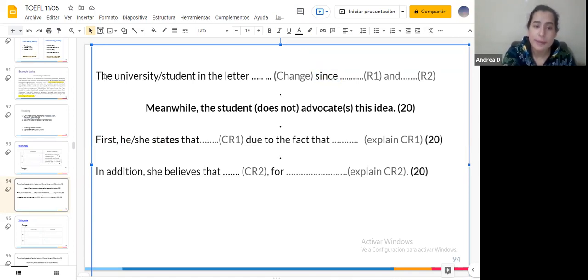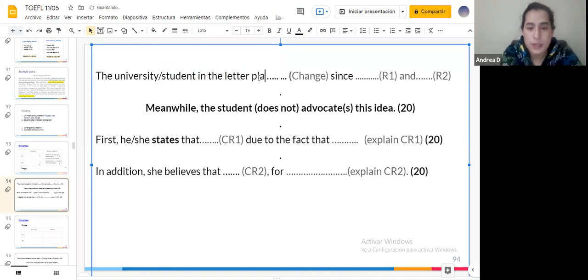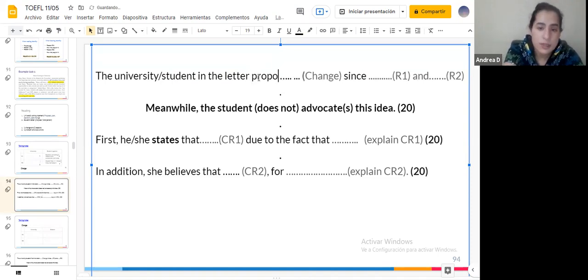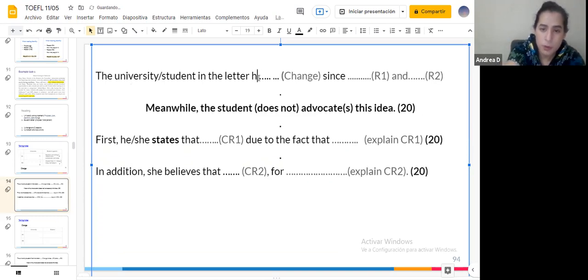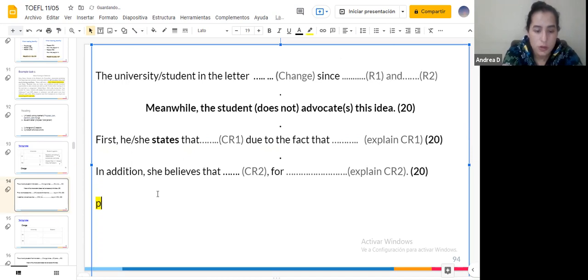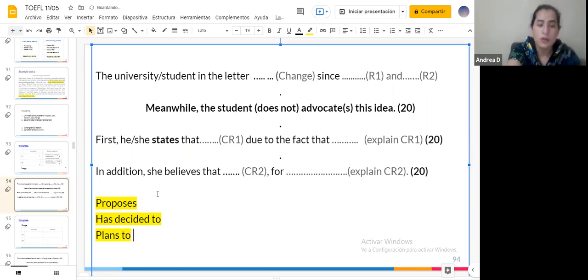All right, so at the beginning, as I was saying, you need a short introduction in which you summarize the whole thing. You can start with something like "the university," or if it's a student, you will say something like "the student in the letter," and try to use one of these verbs like "plans" or "proposes" or "has decided to." Okay, I'm gonna probably write them down here. So "proposes," or "has decided to," or "plans to." So something like that: the university plans to broadcast classical music in the cafeterias since they want a more relaxed atmosphere and students to connect.